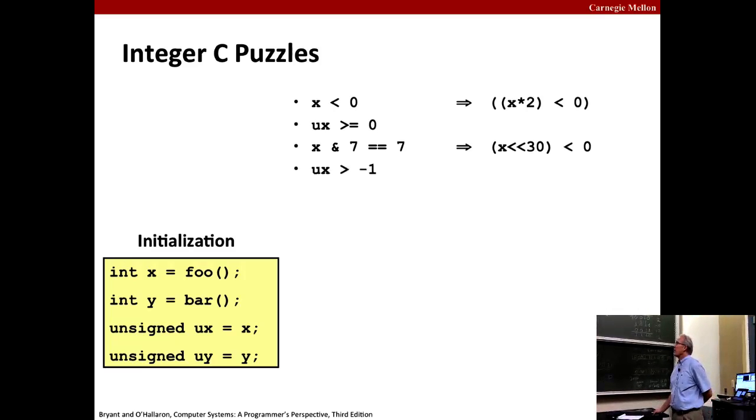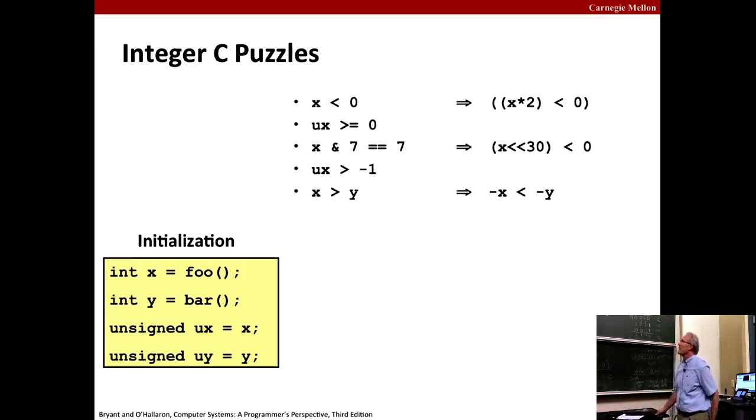Is ux greater than minus 1? It's almost true, right? The one counterexample would be what? 0. Well, actually, no, you're right. There's a lot of examples. It's hardly ever true. It's almost always false. I was wrong. Actually, it's never true. Okay, so it's never true.